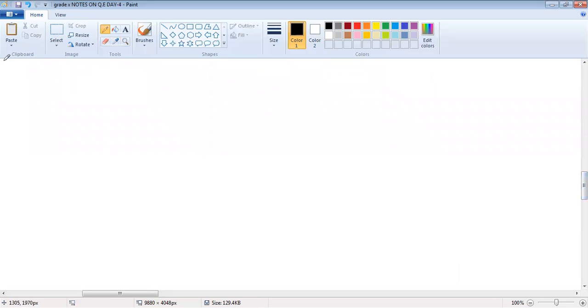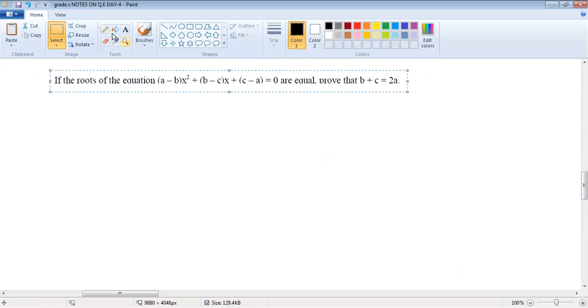Now I'm going for the next one, which you have taken already: the roots of this equation. Additional question. If the roots of the equation are equal, then how to do? See the condition, b square minus 4ac is equal to 0, that we know. Are you clear, ma? Am I audible? Yes, sir.